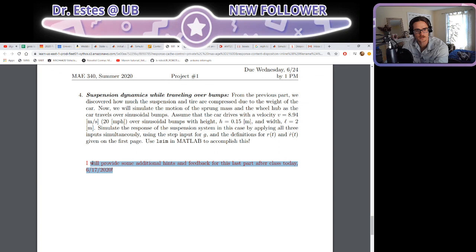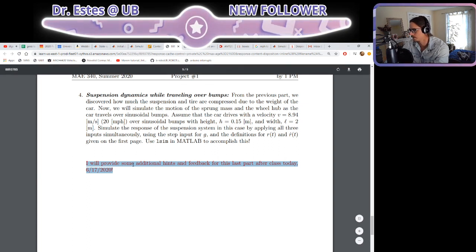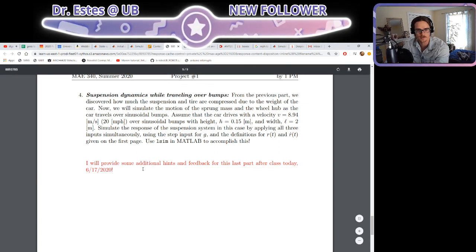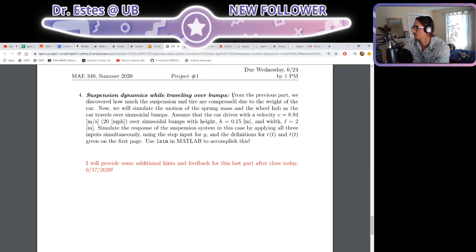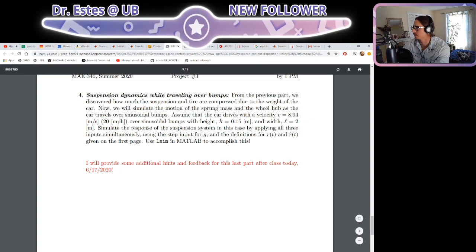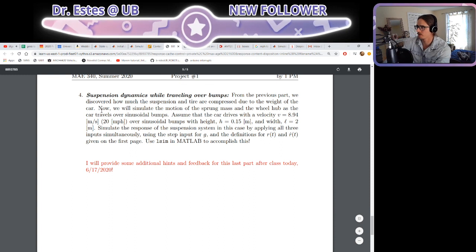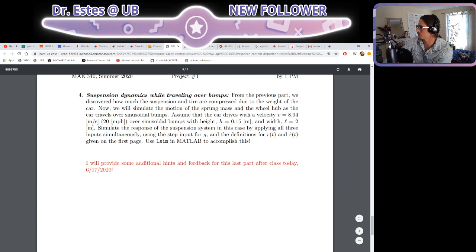So I made a little note here that I'm going to give you some additional hints and feedback for this last part. But here's the fun part. We're going to take this car, we're going to travel over those bumps. So I say in the previous part, we discovered how much the suspension in the tire compresses from the weight of the car. Now we're going to simulate the motion as we travel over these sinusoidal bumps.